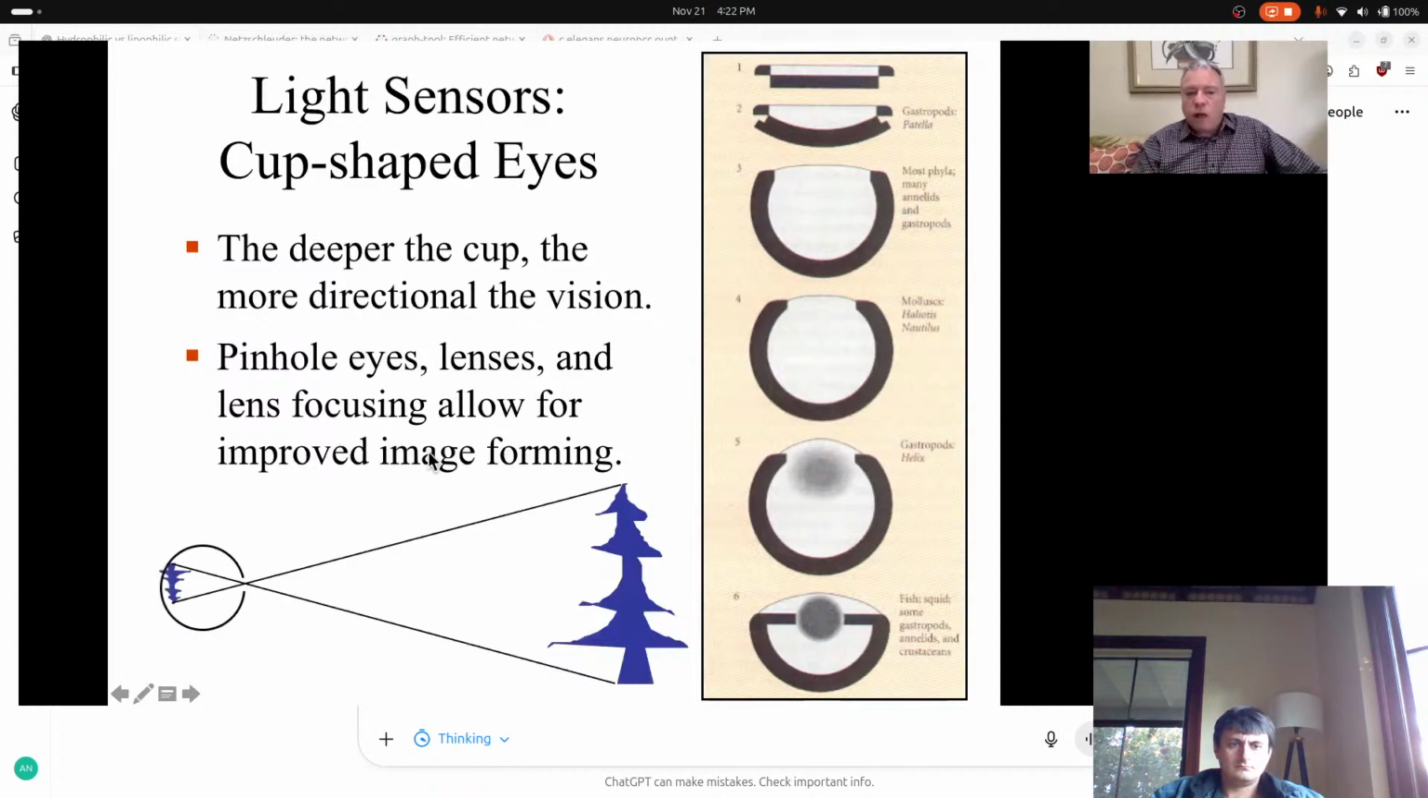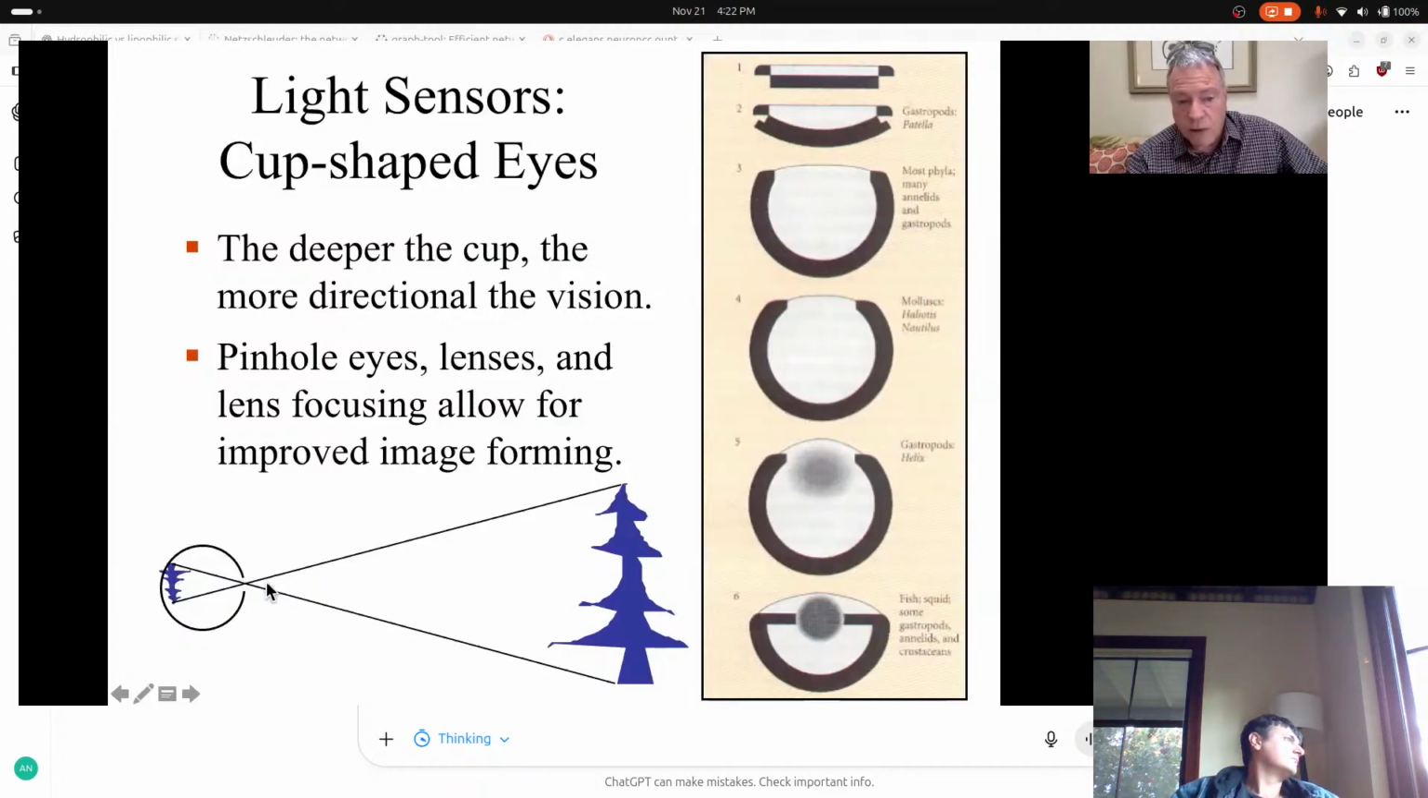And so with that pinhole eye, the reason you can start using image formation is because you have different cells receiving different parts of that image. So here, if you're looking at this tree, the light coming off the top of the tree is hitting photoreceptors here. Off the middle of the tree is hitting photoreceptors in the middle. Off the bottom of the tree is hitting photoreceptors here. So different photoreceptors are responding to different light coming from different parts of this object. And therefore the brain can take all that information processed together into an image.